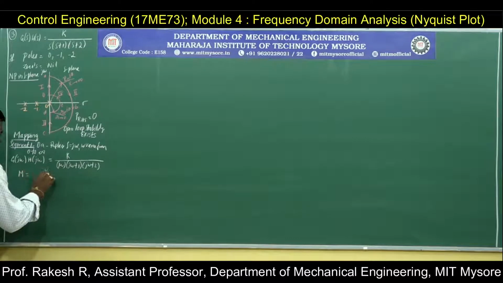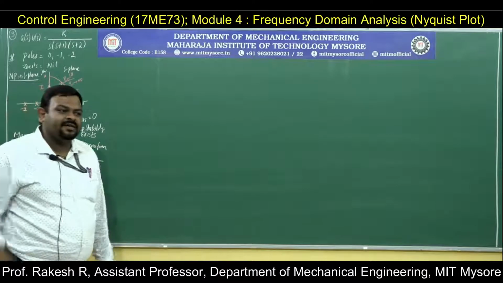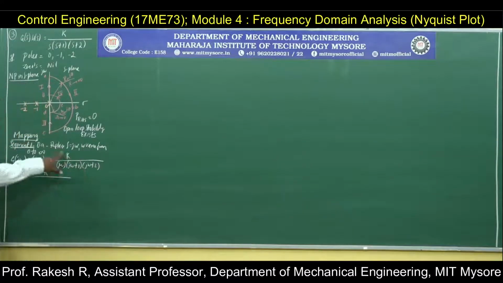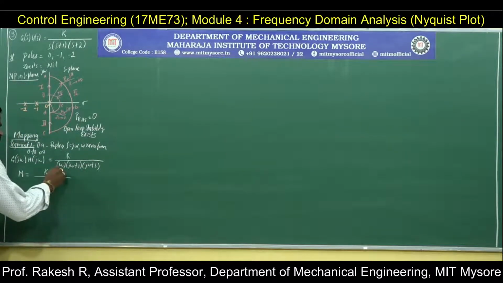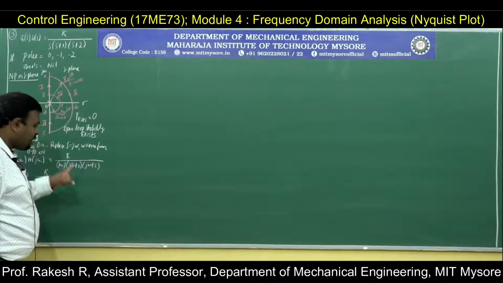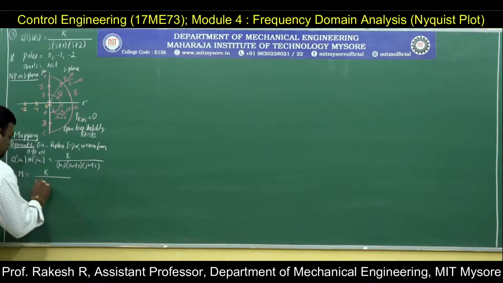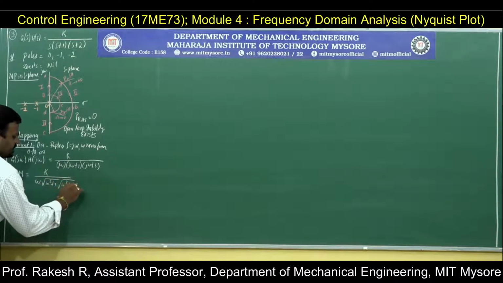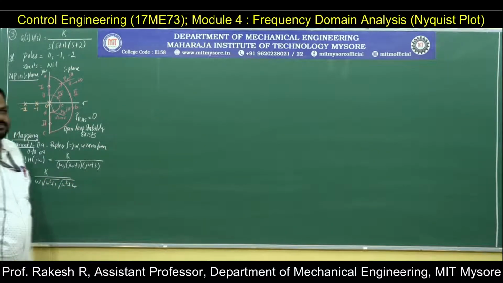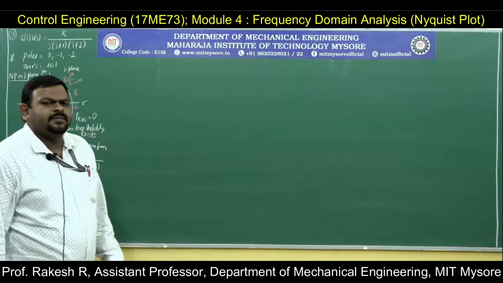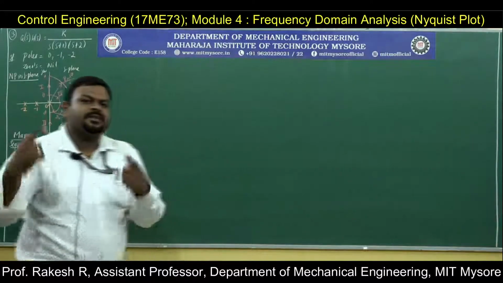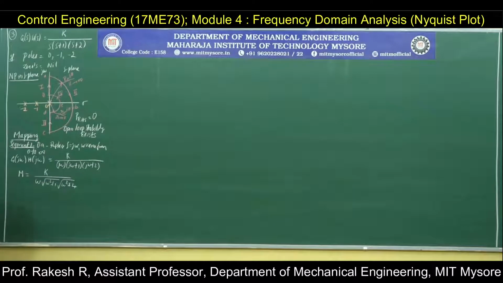Magnitude for numerator is square root of K square. Square root and square get cancelled, you will get K. Denominator omega, omega square with root, it is omega. Then real part is 1 square plus omega square, so root of omega square plus 1, and this is root of omega square plus 4, 2 squares are 4. Magnitude is nothing but square root of real part square plus imaginary part square. The same thing I have applied here.